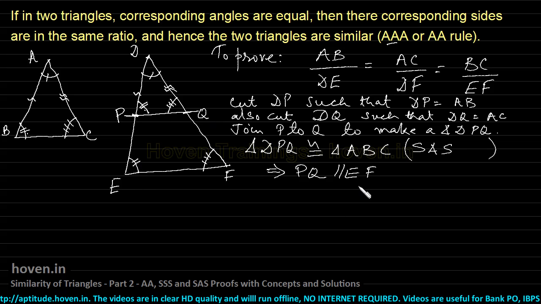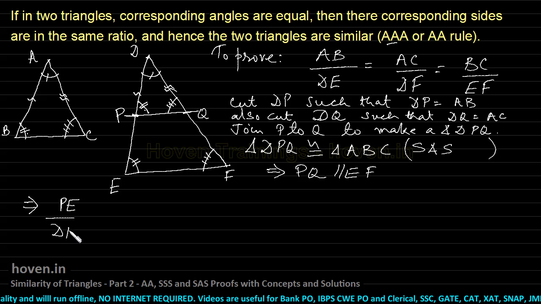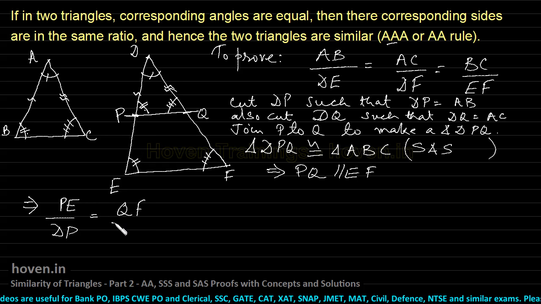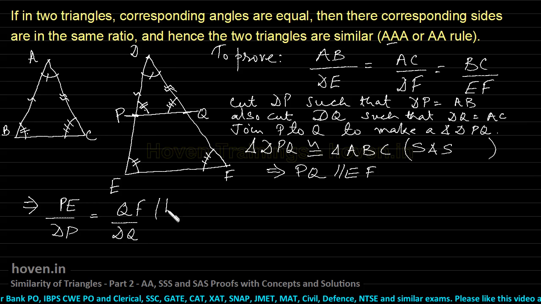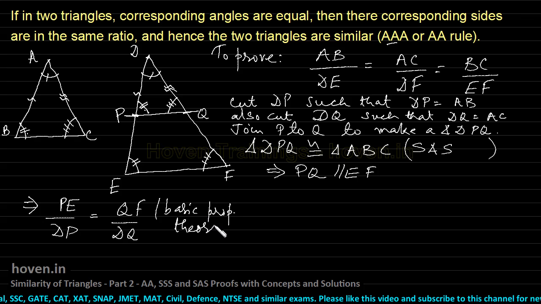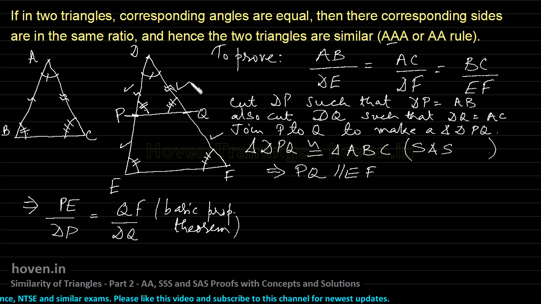Now if PQ is parallel to EF, then the immediate conclusion is, which further implies, that PE by DP, that is this length to that length, should be equal to QF by DQ. Why? This is by the basic proportionality theorem that we proved in our previous lecture. PE divided by DP should be equal to FQ divided by DQ. This will hold if this line PQ is parallel to EF, which is already proven by us.